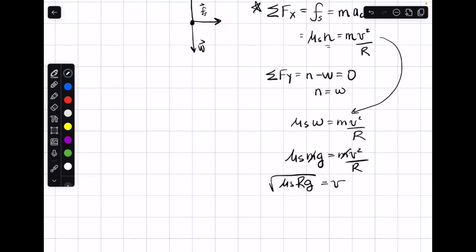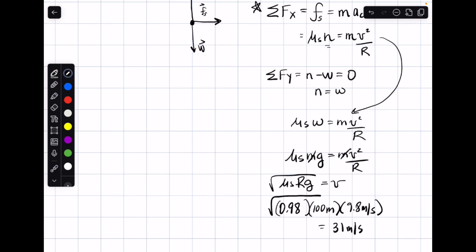So what are some values? Just to give us an idea, if mu s, I think 0.98 is a common value for rubber and asphalt. A typical turn radius, let's say, I don't know, 100 meters. 9.8 meters per second squared for gravity. Let's see what kind of velocity that gives us. So about 31 meters per second.